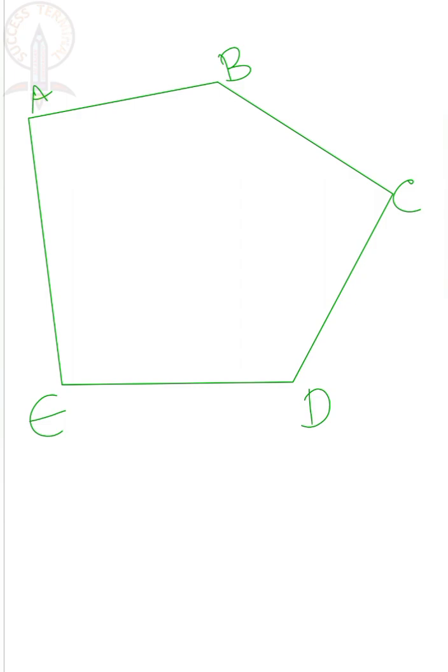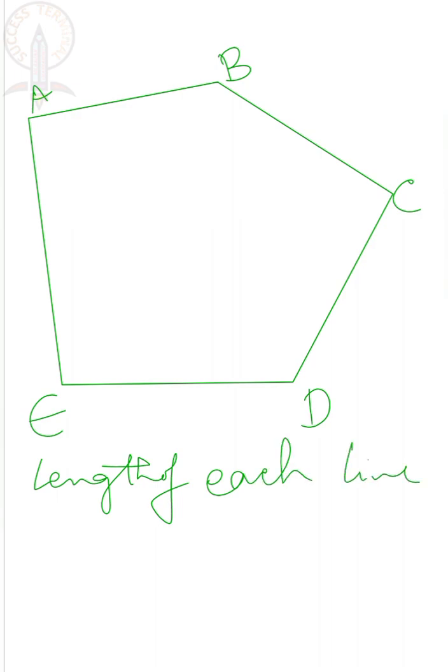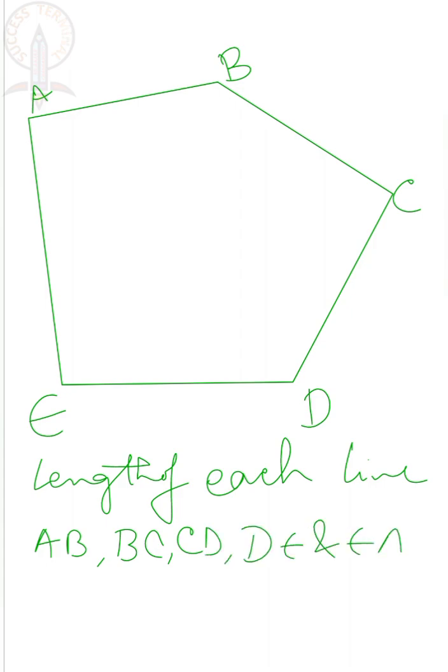What we are discussing here, that is the length of each line, that is the line of AB, BC, CD, DE and EA. We are concerned about the length of the line. Okay, in case of traversing, we need these documents.